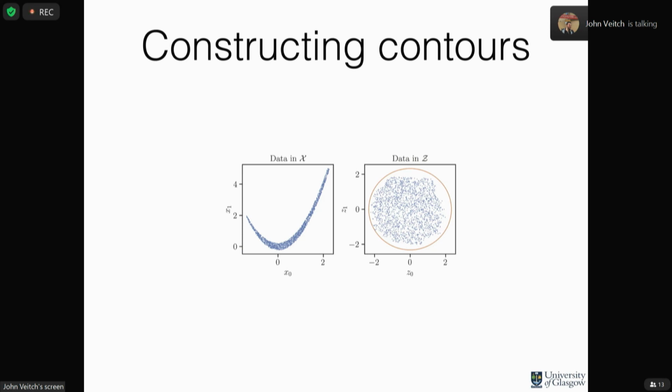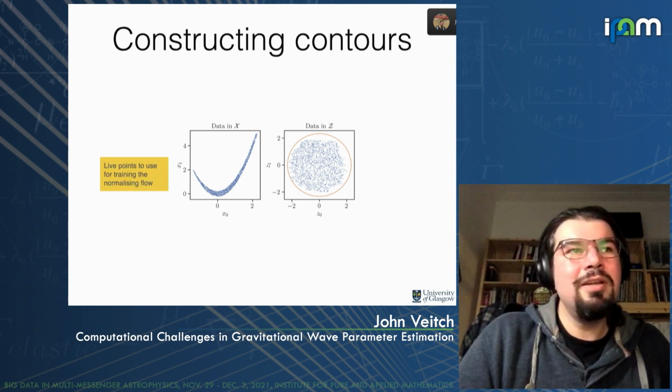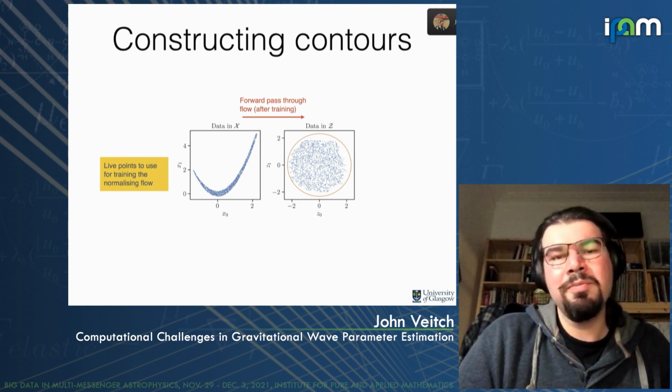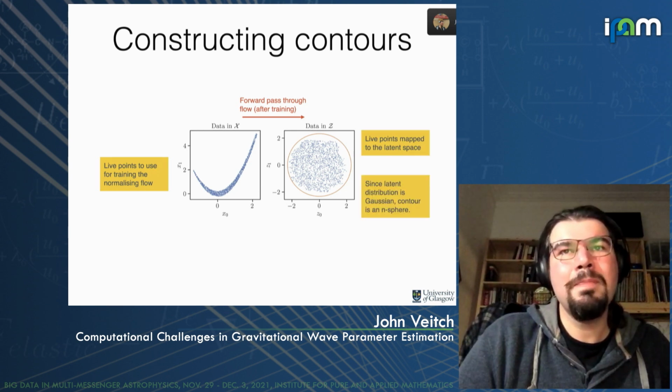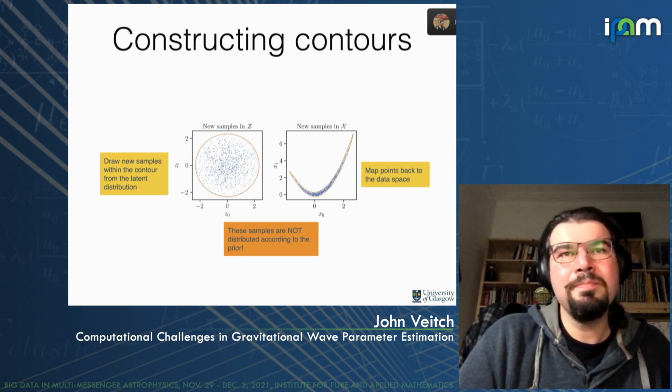So yeah, we start off by drawing a contour. We want to draw a contour that contains all of those. So what we do is we apply the normalizing flow, which transforms from X space to the Z space. The flow itself can be trained on the live points, because we've got all of those points hanging around in nested sampling, of course. And then in the latent space, we call it the Z space, that distribution is Gaussian, so we can easily sample it. So we draw new samples inside the Gaussian and apply the inverse of the map to get them back into the physical parameter space X.